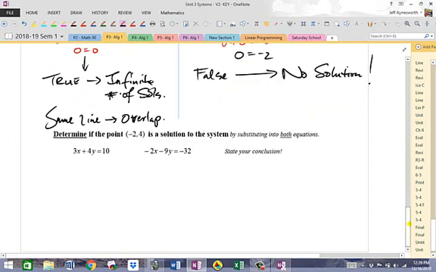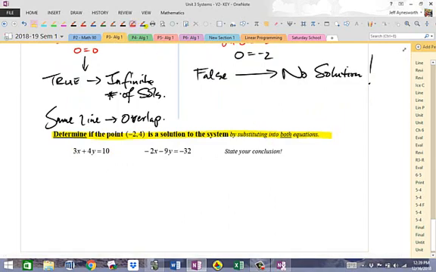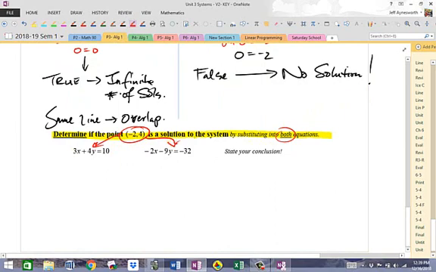All right, last one. Okay, here we go. We want to determine if this point is a solution to the system by substituting into both equations. So I need to take this and substitute it over here and determine, whatever the results I get, whether it's a solution to the entire system. Okay, in order for it to be a solution to the system, it has to be a solution to both. If it's only a solution to one, well, then it's not a solution to the system. So I can only conclude after I do a little bit of work here.